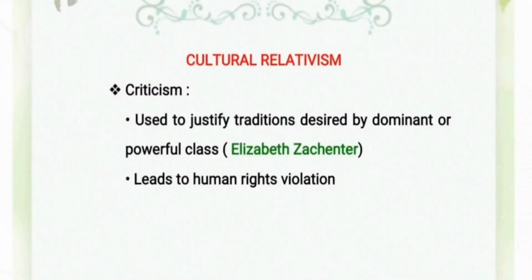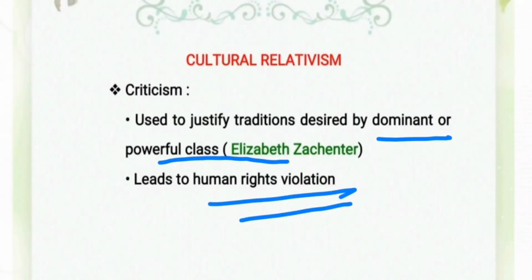Moving towards the criticism of cultural relativism, it is used to justify the traditions desired by the dominant and powerful class. That is why it is criticized, that it is simply to justify the desired traditions of the dominant and powerful class, and it also leads to human rights violations. For instance, a woman subjected to mutilation of genitals to become pure and clean. There has been no question asked. There is a refusal of questions to be asked for that particular practice, which leads to human rights violations. And these are the criticisms of cultural relativism.